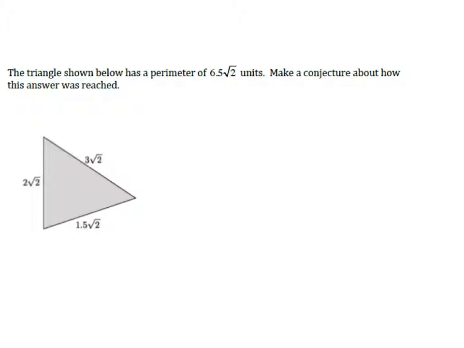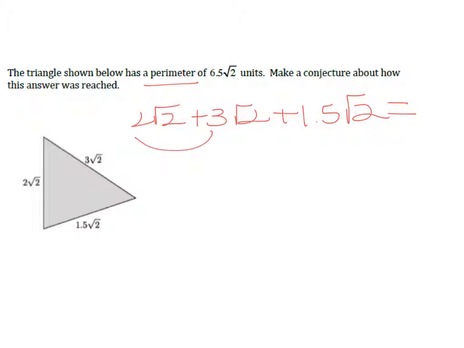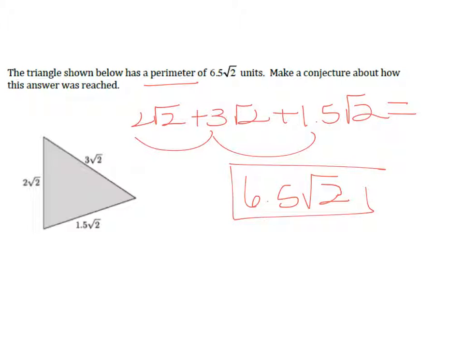The triangle shown below has a perimeter of 6.5 radical 2 units. Make a conjecture about how this answer was reached. Well, we know that perimeter is the sum of all sides. So I'm anticipating that if we combine 2 radical 2 plus 3 radical 2 plus 1.5 radical 2, we get 2 plus 3 is 5, plus 1.5 is 6.5, and we keep the radicand of 2. So 6.5 radical 2.